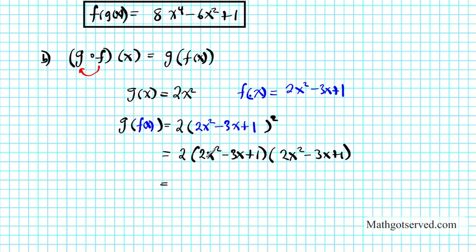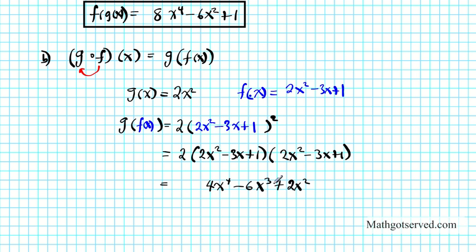So let's do the multiplication first. We have 2x squared times 2x squared. That gives me 4x to the 4th. And then 2x squared times negative 3x is negative 6x to the 3rd. 2x squared times 1 is plus 2x squared.